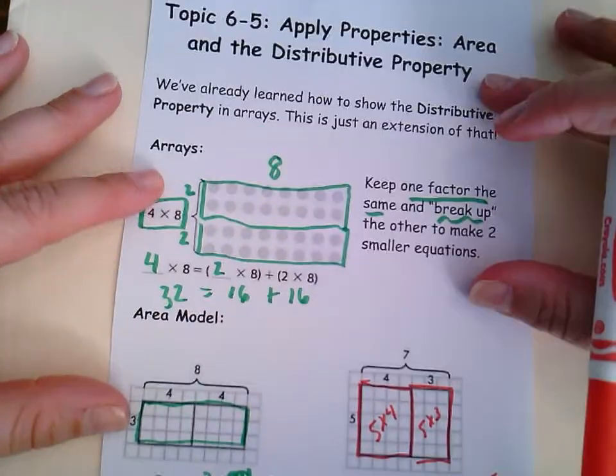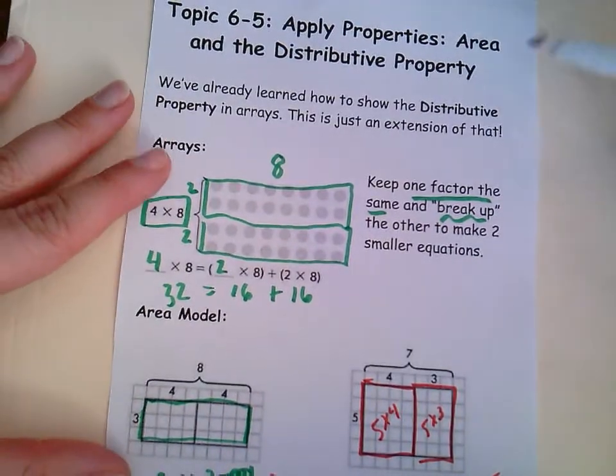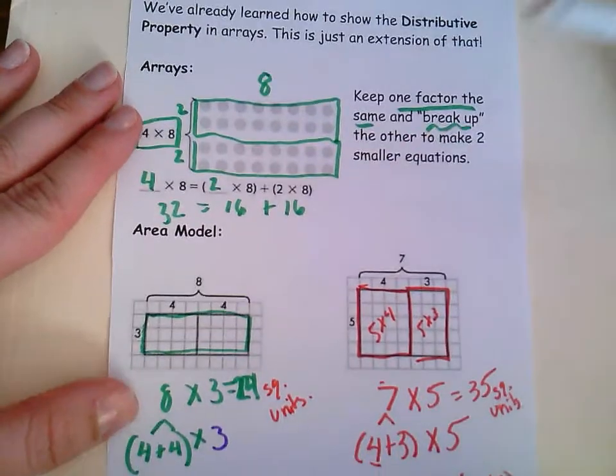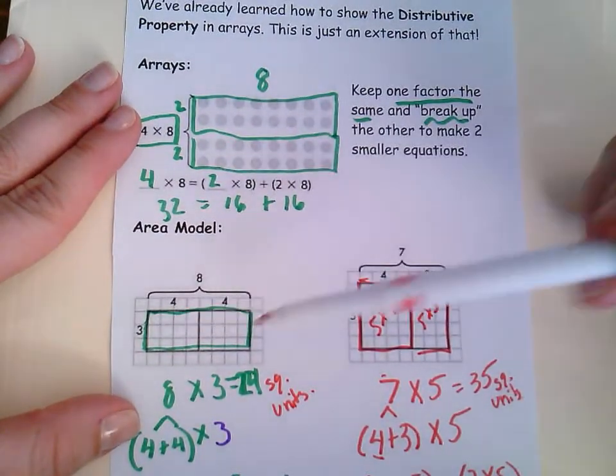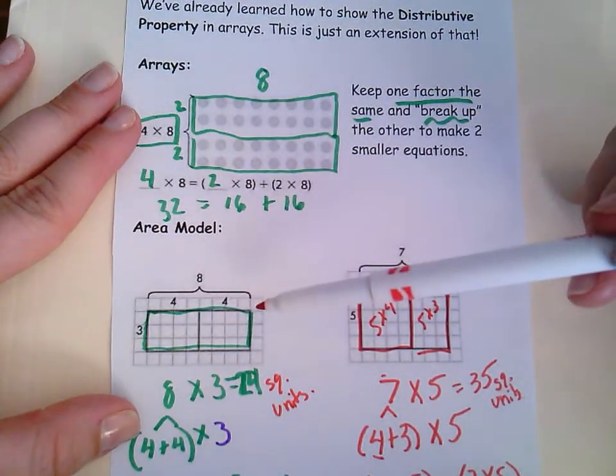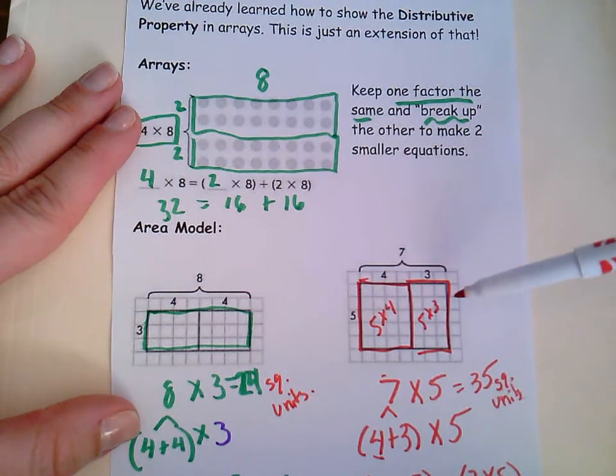So that is what 6-5 is all about, using the distributive property to find the area. So you'll always be taking a figure and breaking it down into two smaller figures, whether they're squares or rectangles, finding the area of each of the smaller rectangles or squares, adding them together to find your total area.